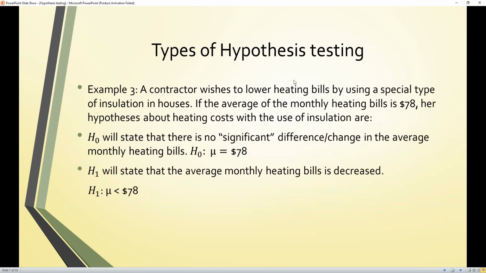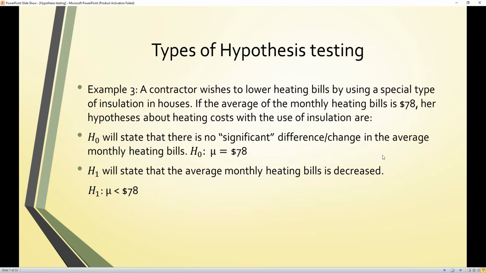And then, with the special type of insulation, it will state that the average monthly heating bill is decreased, or will decrease. So mu is less than $78, because if the special type of insulation is effective, then the heating bills will be lowered. So that will become lower than 78. And that should be significantly lower than 78 so that we can have this.